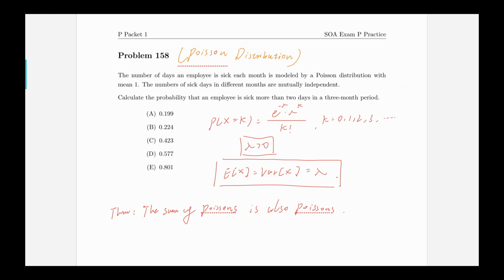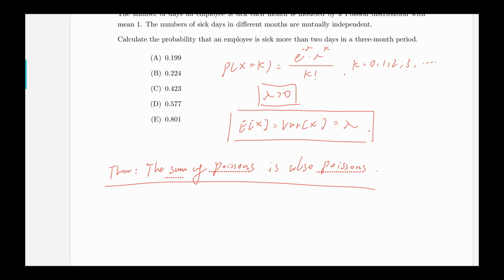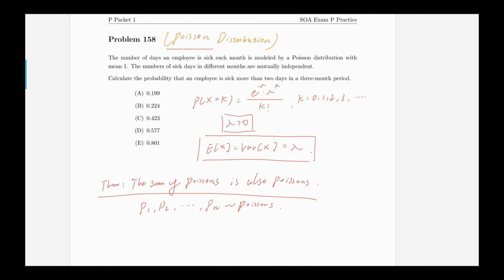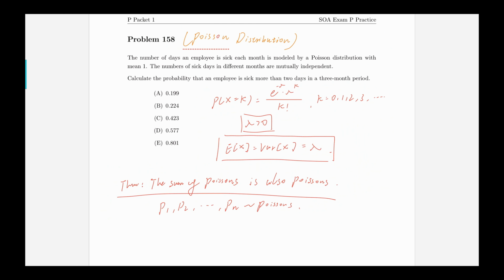So basically, how to prove this theorem is very simple. I'm going to give you a little intro, and if you want to complete the proof, feel free to do so. I can have P1, P2, Pn to be Poissons, and you add them. You add them and see what happens, and eventually there will be a way to collect some terms and write everything in this form.